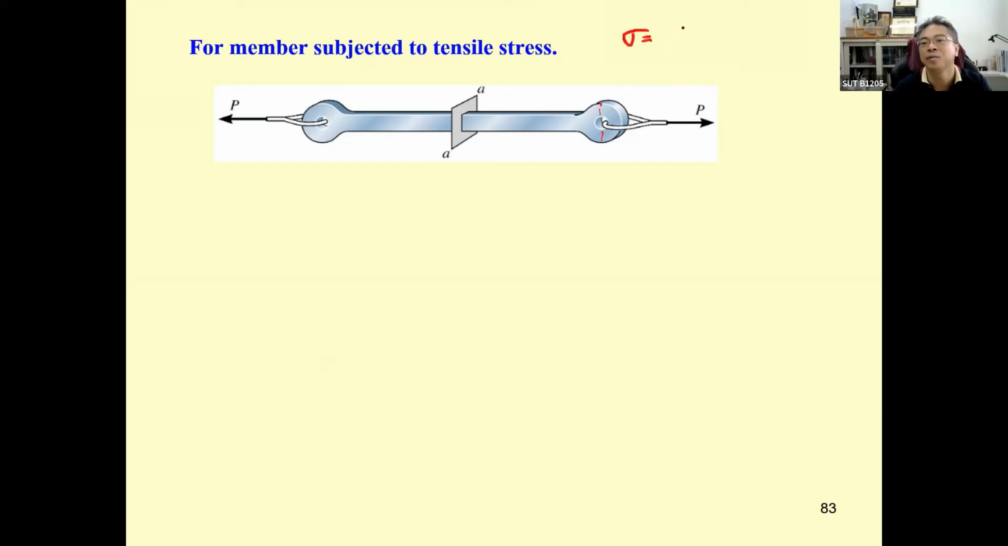Stress is going to be P over A. When this one gets low, what occurs is that this one is going to get higher. When it gets higher and reaches the state where the material fails, we are going to prevent the failure of the structure like this. That's how we do the design of the structure.